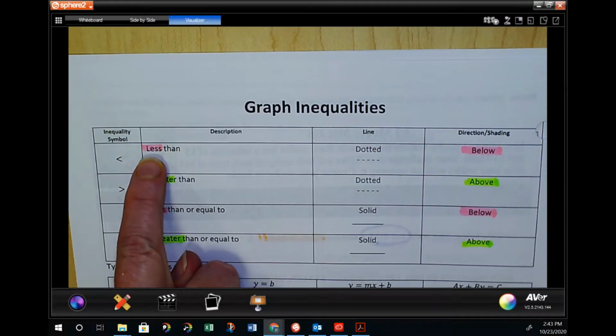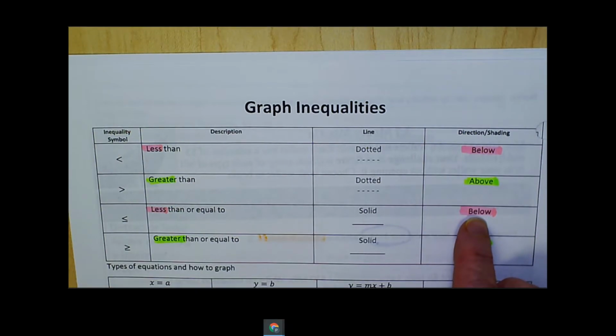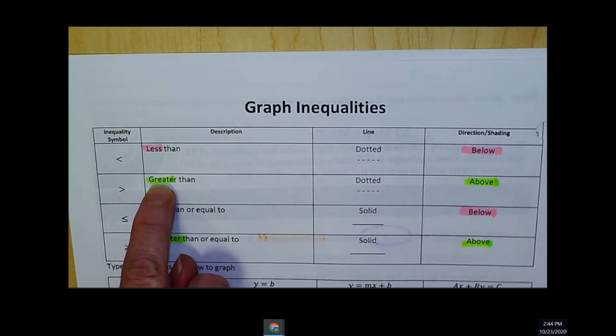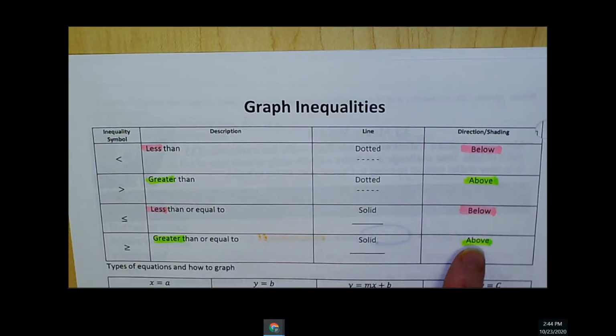And then the other thing: anything that is less than means that you are going to shade below. Anything that says greater than or equal to means that you are going to shade above.